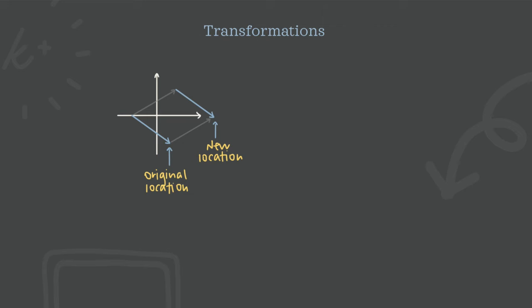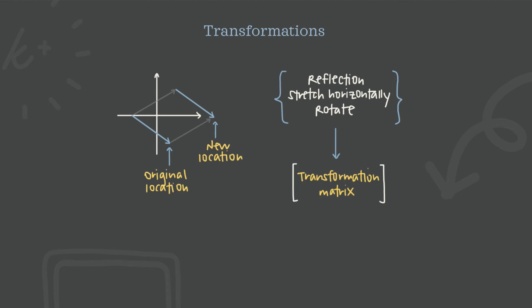When it comes to linear algebra, transformations are interesting to us because we can actually express them as matrices. For example, if we want to reflect every vector in a set, first across the x-axis, then stretch it horizontally by a factor of 2, and then maybe rotate it 45 degrees, we can group together all of those transformations into one transformation matrix. Then to transform any vector that way, we just multiply the transformation matrix by that vector that we want to transform.